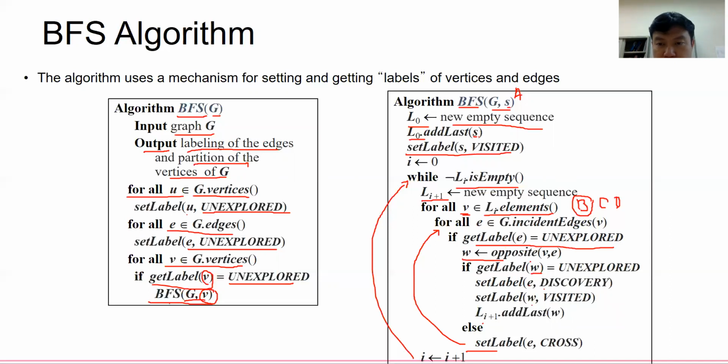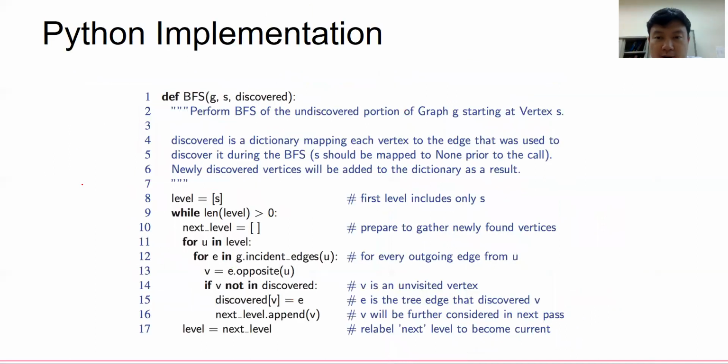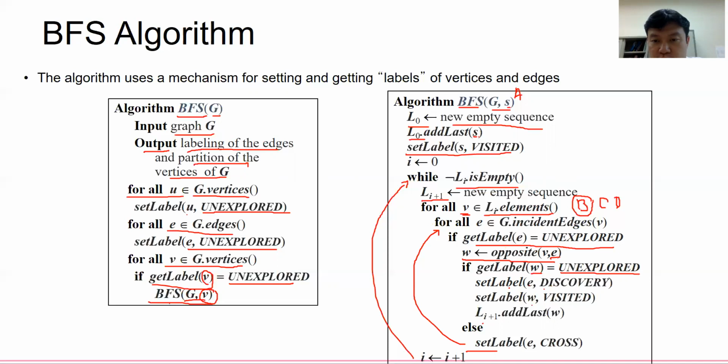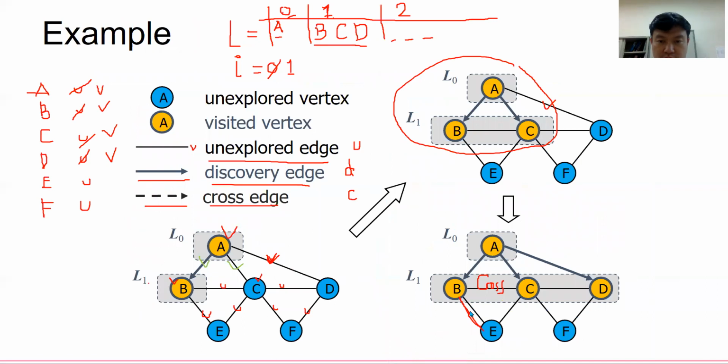So we want to check the opposite. What is the opposite of B, in particular E? And we want to check if W is unexplored or not. Okay, we go to E. E is still unexplored. Then, because E is unexplored, we will set E as discovery and set the label as visited, and then we will do the addition, so at last Li plus 1. So this will be set as discover.